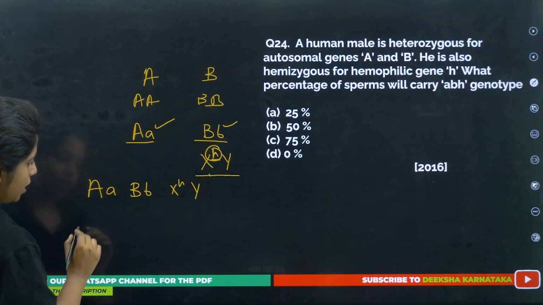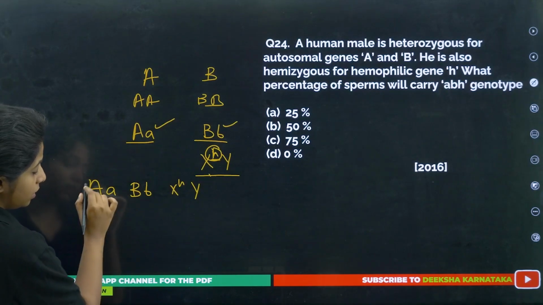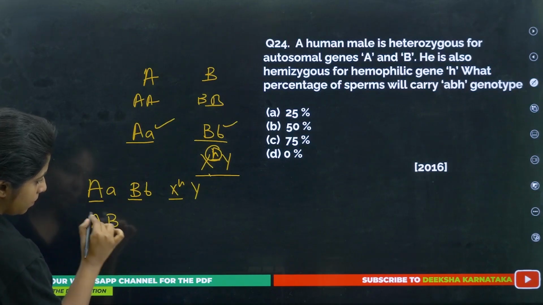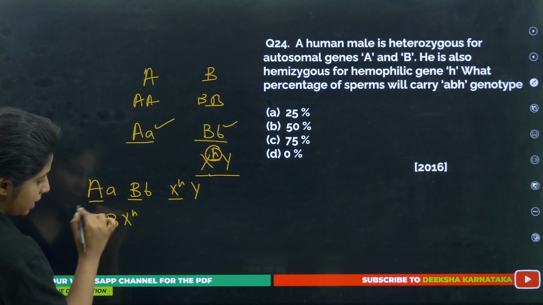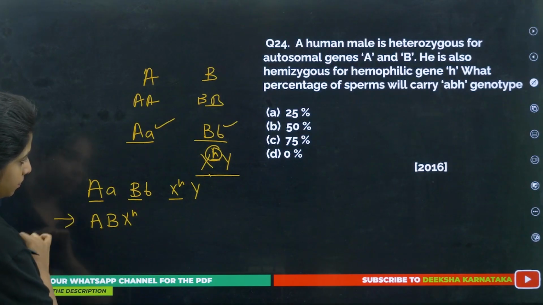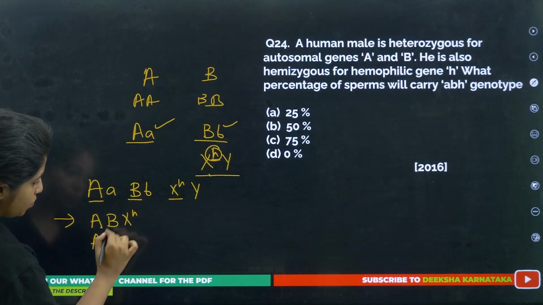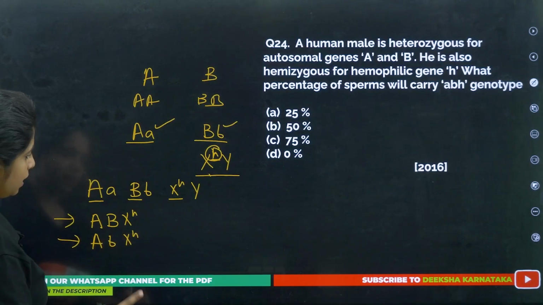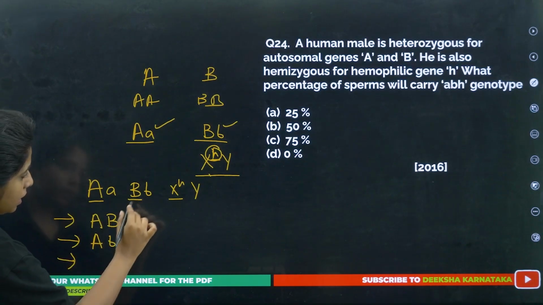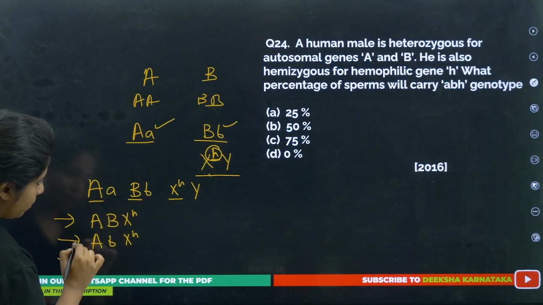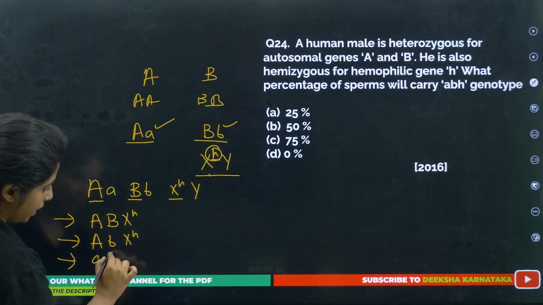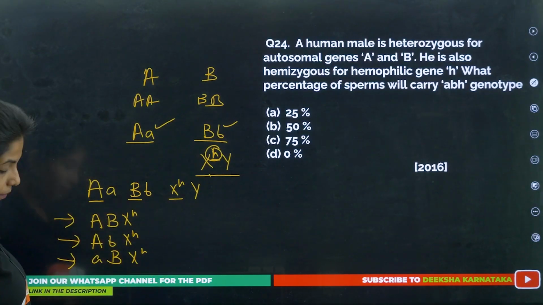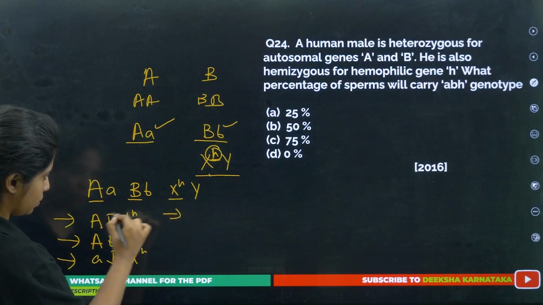Okay, let's make combinations. The first combination is either this chromosome can come, or this chromosome can come. So it can be A, capital B, and XH. Next, capital A can come, small b can come, and XH can come. Agreed? Next, from here I can have small a, capital B, and XH. That is one combination.